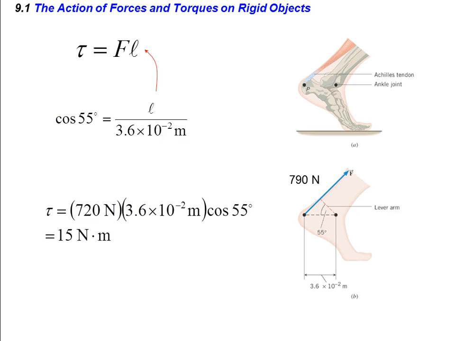So we know that cosine of 55 is going to equal our lever arm that we want over the 3.6 centimeters. And so we can find L to be 3.6 times the cosine of 55, multiply by our force, and we see we have a torque of 15 Newton meters.